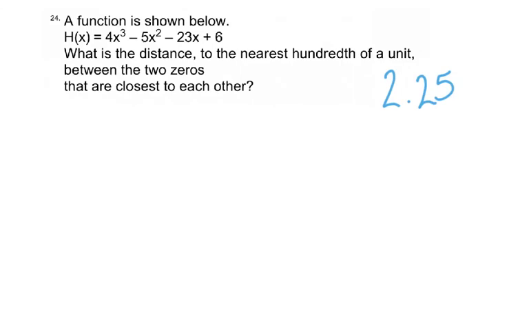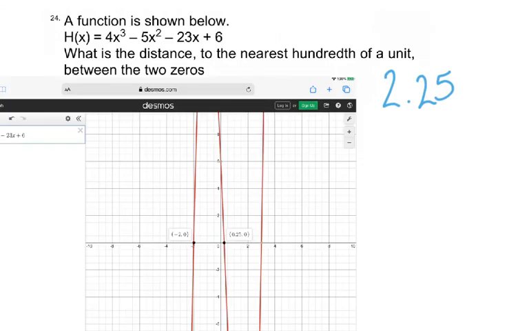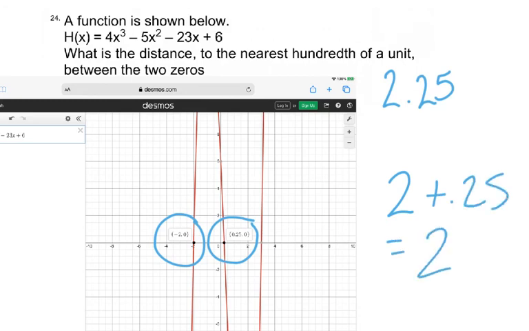Alright, so a function is shown below. What's the distance to the nearest hundredth of a unit between the two zeros? So the first thing I'm going to do is graph this in Desmos and find the two closest zeros. These are my two closest zeros. So the distance from negative 2 to 0 is 2 because distance can't be negative. And then the distance from 0 to 0.25 is 0.25. And then when you add those numbers together, you get 2.25. So if you forgot the distance is always positive, you may have gotten the wrong answer. Or if you didn't find the zeros, you got the wrong answer. But hopefully now you know what you're doing.